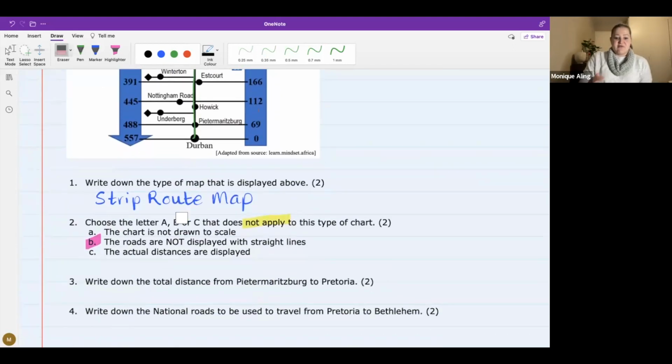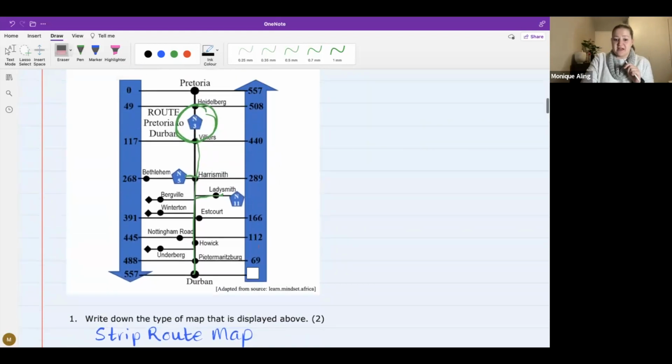Then let's have a look at question 3. Write down the total distance from Pietermaritzburg to Pretoria. From Pietermaritzburg to Pretoria. I'm going to give you guys a minute to quickly figure that out. The distance from Pietermaritzburg to Pretoria. Once you have your answer, drop them in the chat.